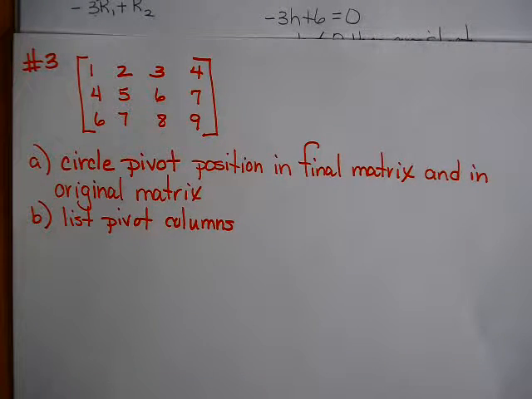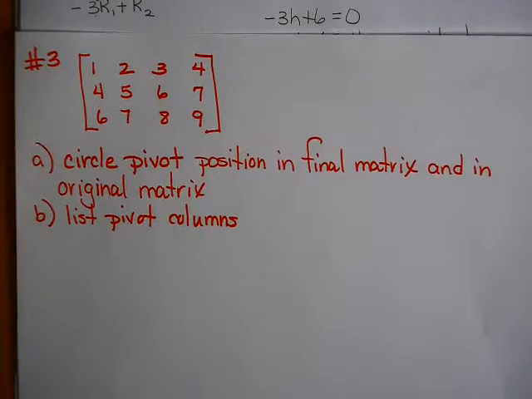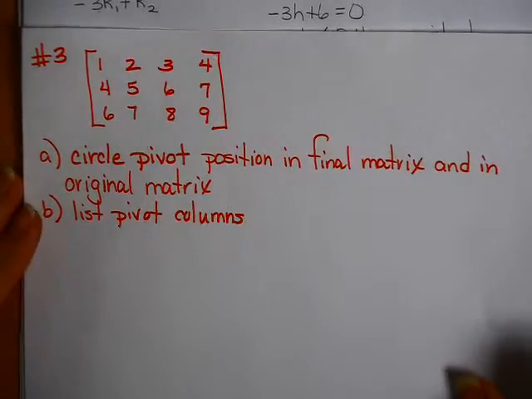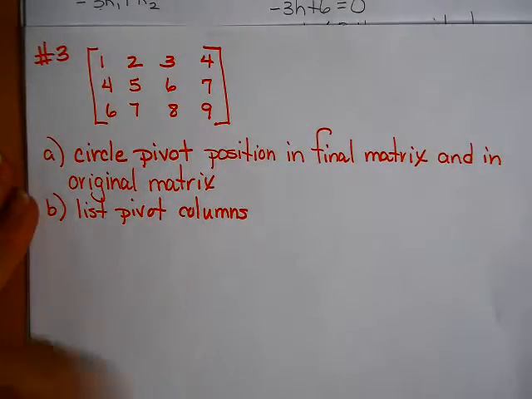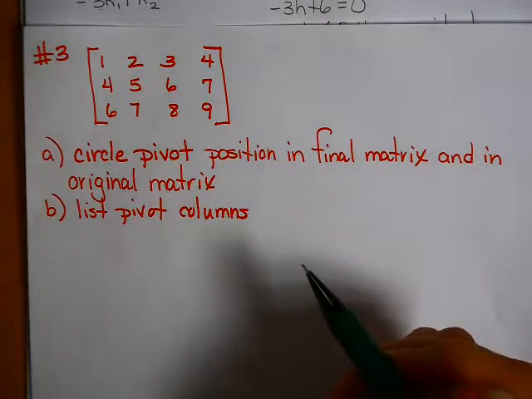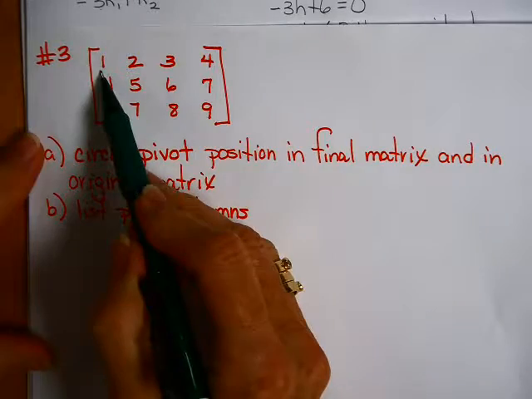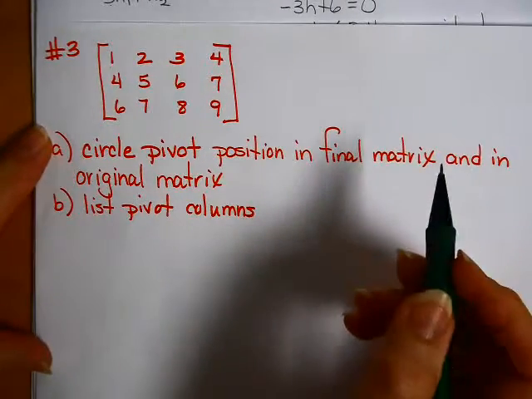All right, here's a matrix. They want us to circle the pivot position in the final matrix and in the original matrix. List the pivot columns. So we're looking for pivots. I have to pull out a calculator here, but we're looking for pivots. All right, so you guys help me out. I don't have to interchange any rows because I've already got something right there. So what am I going to do?